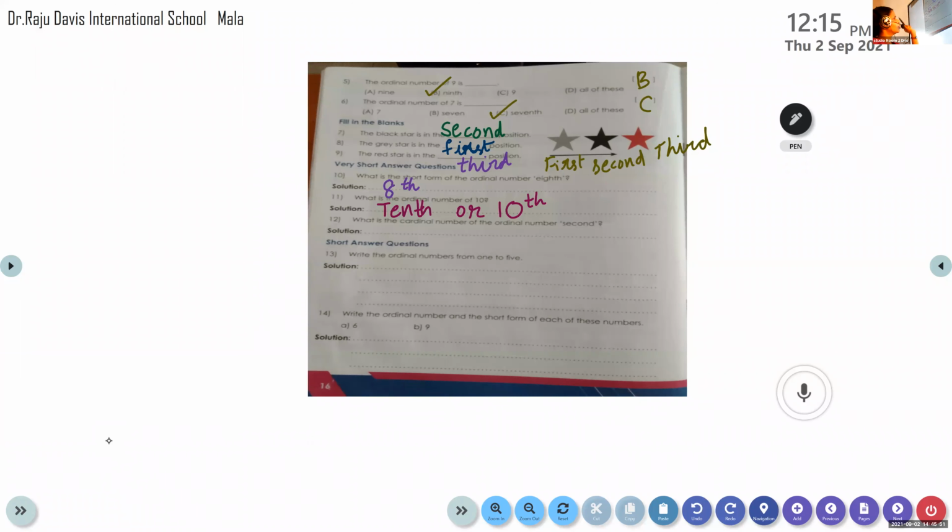Vidika, please read question number 12. What is the cardinal number of the ordinal number second? Second, what's the answer? What is a cardinal number? That means counting number. Okay, it's given the ordinal number. S-E-C-O-N-D. This is ordinal number. So we have to write the cardinal number. What is the cardinal number? 2. Cardinal number is 2.